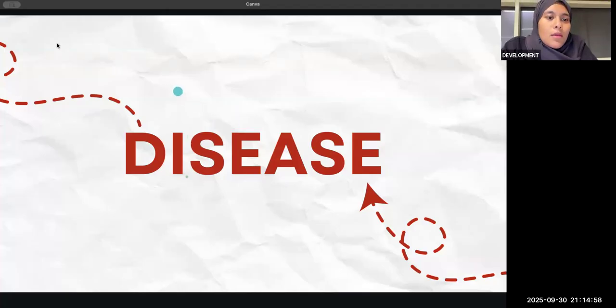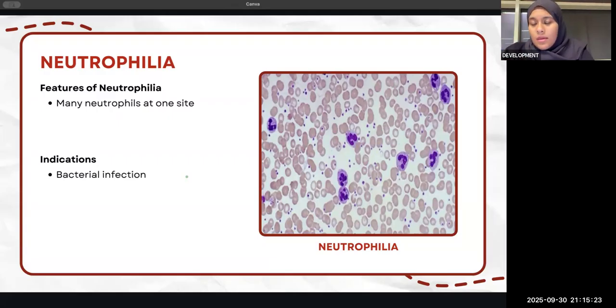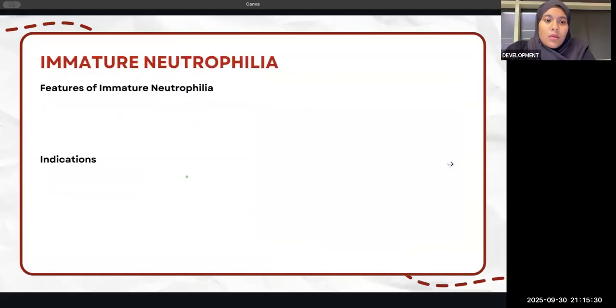Perfect. Okay. Now that we finished with that, let's get into the diseases. First disease is neutrophilia. As you can see, you have lots of neutrophils in this slide. Neutrophilia just means many neutrophils at one site. The biggest indication of neutrophilia, or mature neutrophilia, is bacterial infection. Whenever there's a bacterial infection, you'll see neutrophils as the first ones there, and then you'll see inflammation following that.